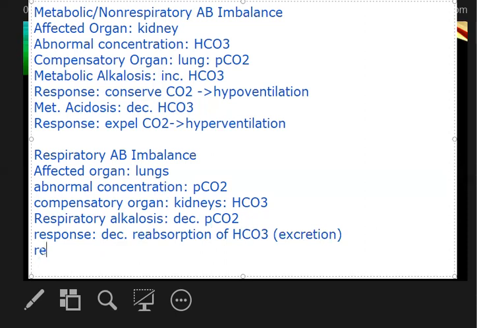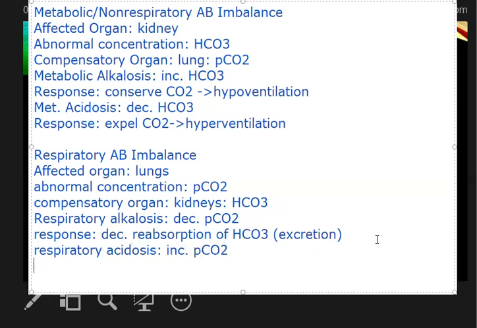Another one is respiratory acidosis. What is wrong in respiratory acidosis? There is an increase in the partial pressure of your carbon dioxide. Then what should be the response of the body?